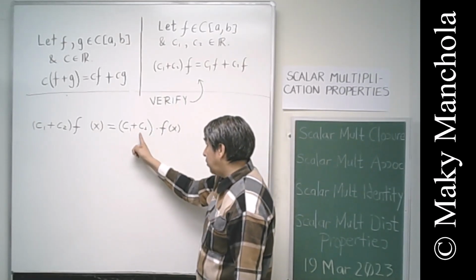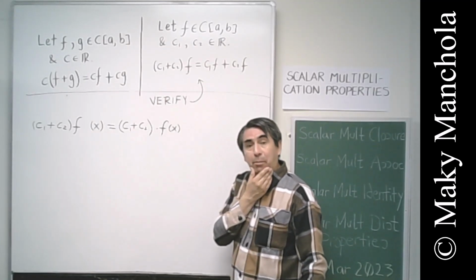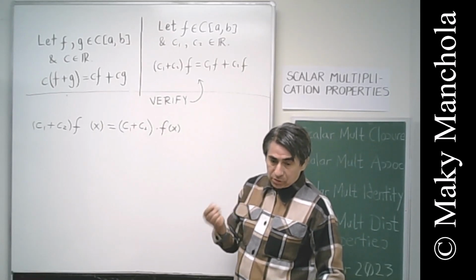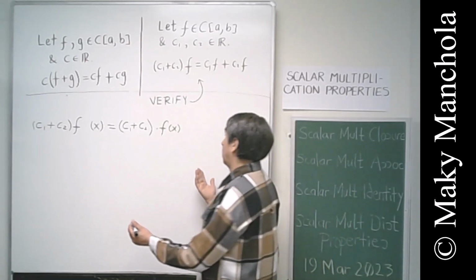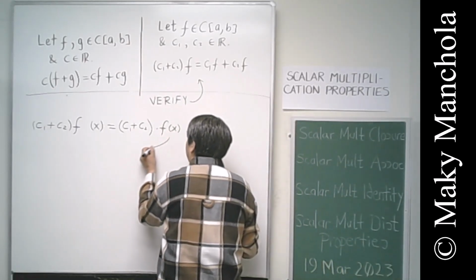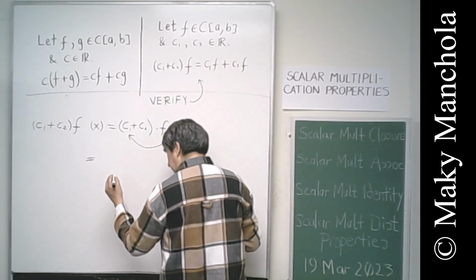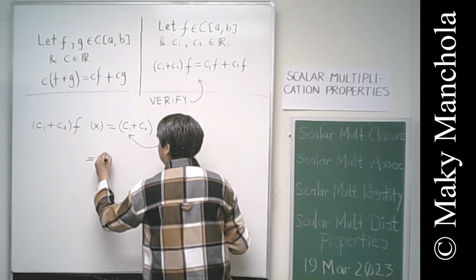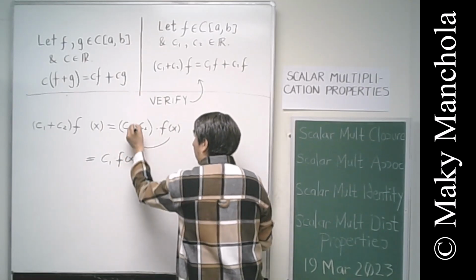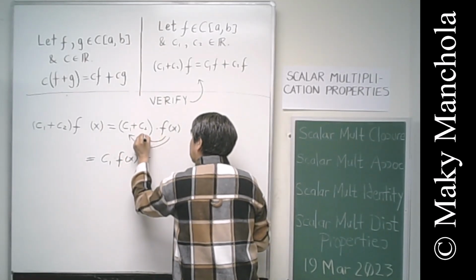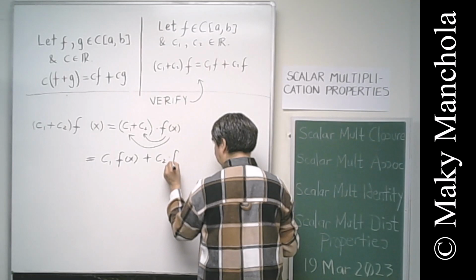Now, that's addition of real numbers, that is multiplication of real numbers. So I once again appeal to the fact that multiplication of real numbers distributes over addition of real numbers. So what do I get from that? I'm going to get c1 multiplied by f of x plus c2 multiplied by f of x.